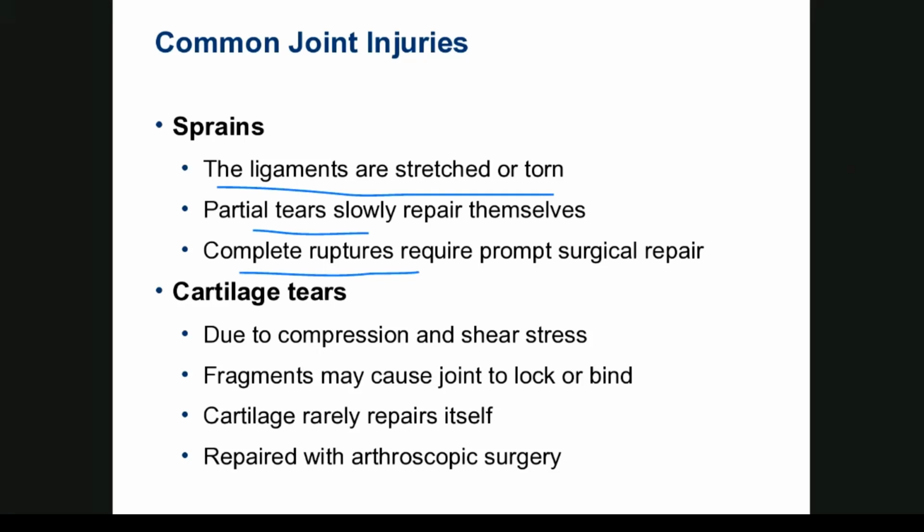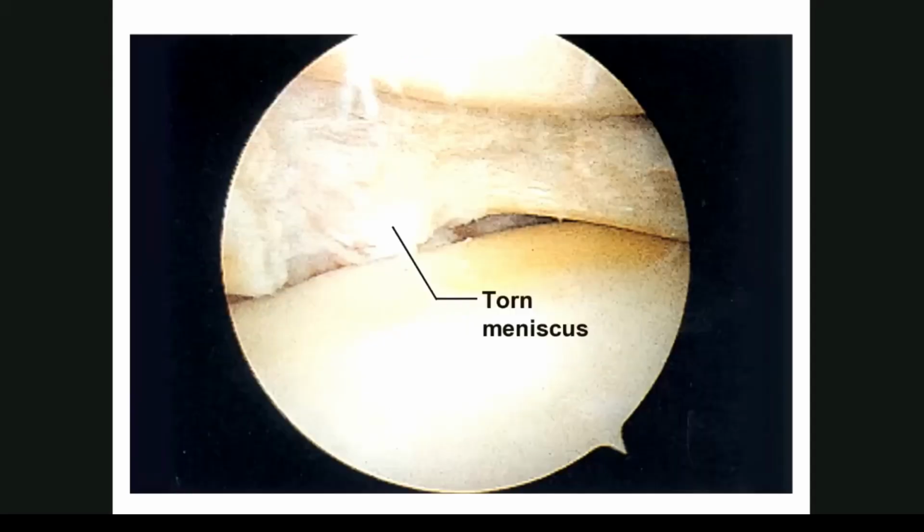Cartilage tears may be due to compression, stress. Now, a thing that happens is, say, a meniscus tears. Fragments may break loose and lock the joint down. Cartilage is not going to repair itself, and you're going to have to do surgery, hopefully arthroscopic surgery. And this is an arthroscopic view of a knee with a torn meniscus here. Wish we had normal to compare it to.